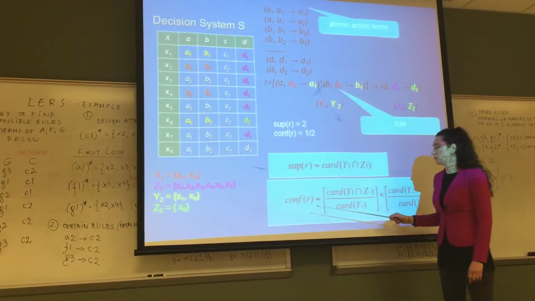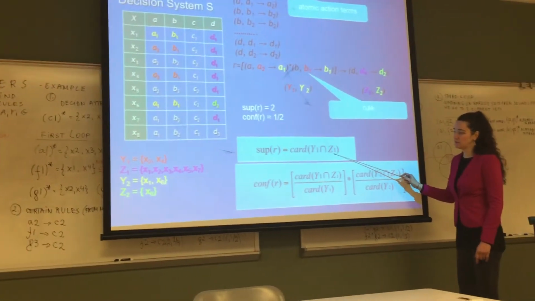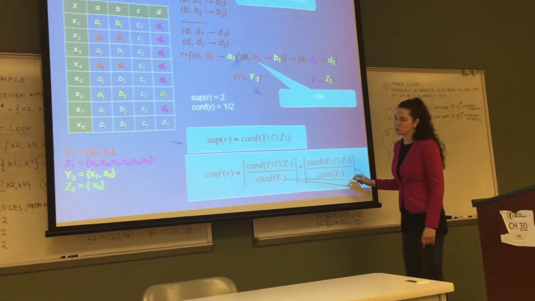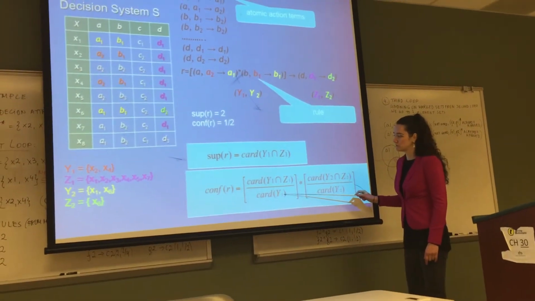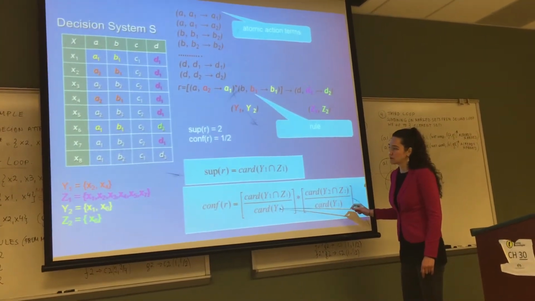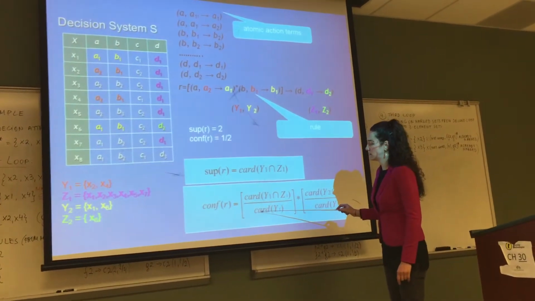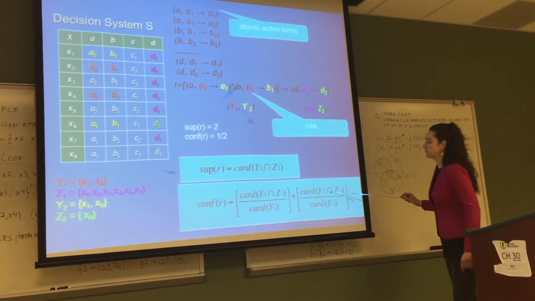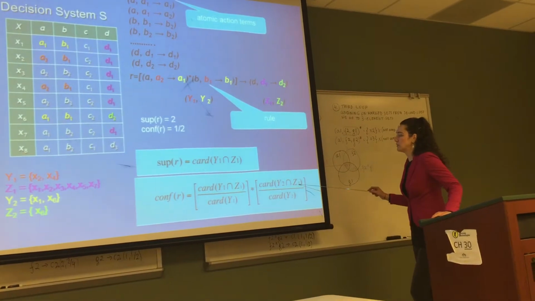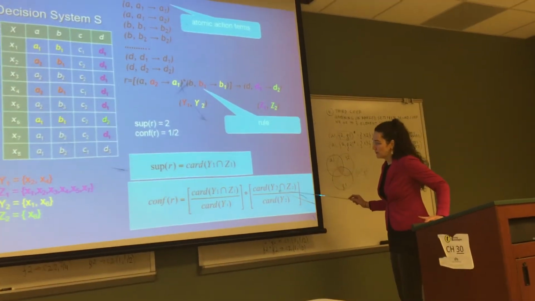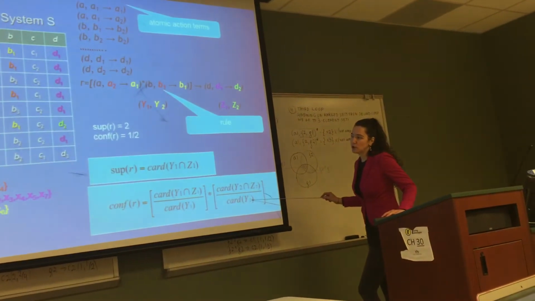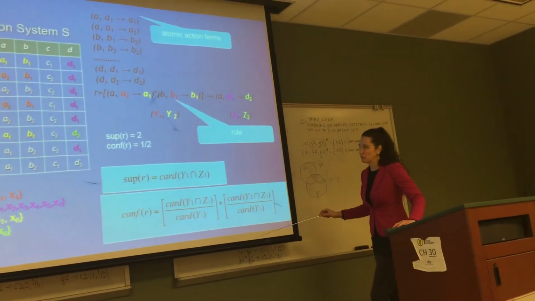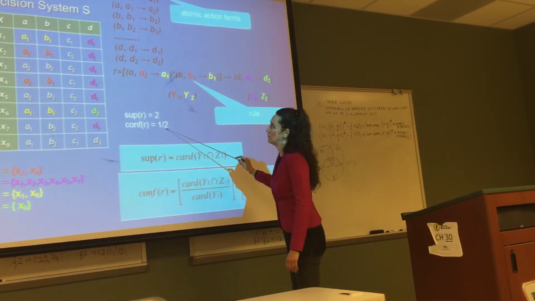The confidence will be equal to this divided by Y1, which is 2 divided by 2, which is 1, times the cardinality of the intersection of Y2 and Z2, which is 1, over the cardinality of Y2, which is 2. So 1 times 1 over 2 is 1 over 2, so the confidence is 1 over 2 for this rule.